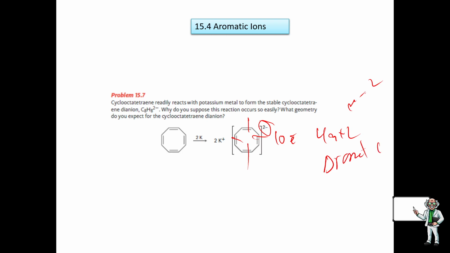That means if we, in this reaction, gain aromaticity, this reaction will be very, very, very easy. And how will be the geometry? Well, the final geometry, we know that all the aromatic compounds are planar. That means that the final compound will be planar.